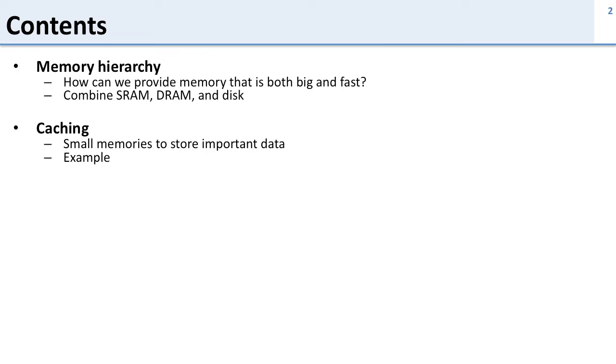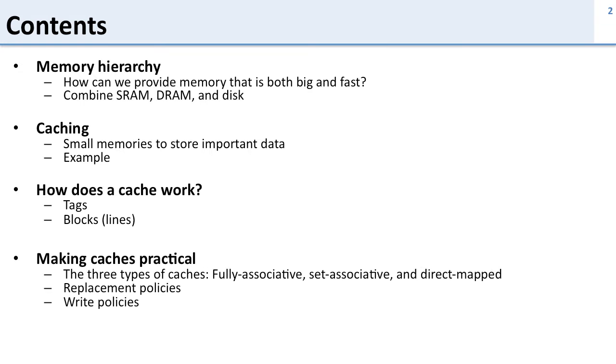We're going to walk through an example of how we cache instructions for that. Then we're going to talk about some details of how a cache works. We're going to talk about tags, which are used to identify what is in the cache, and the cache blocks or lines, which are used to make the cache more efficient by storing more data in the cache. Then we're going to go over how you make caches practically. Talk about 3 different types of caches, from fully associative to set associative and direct map.